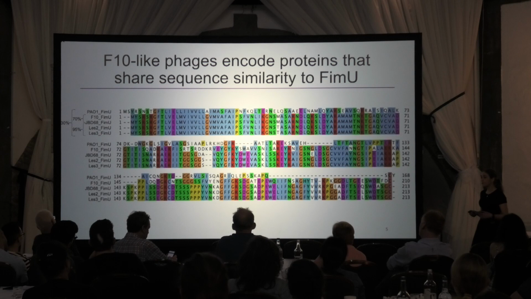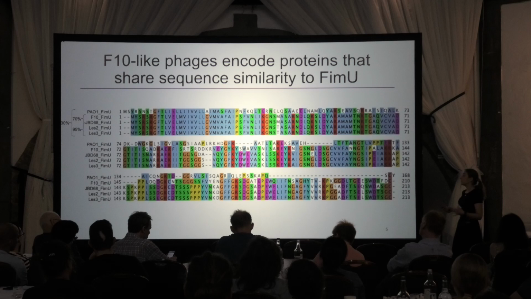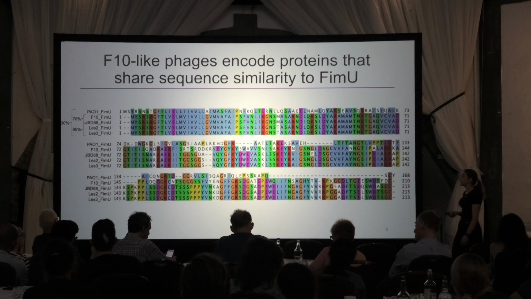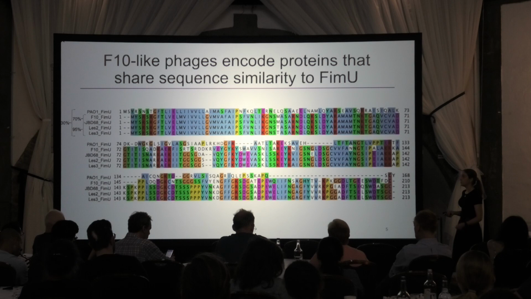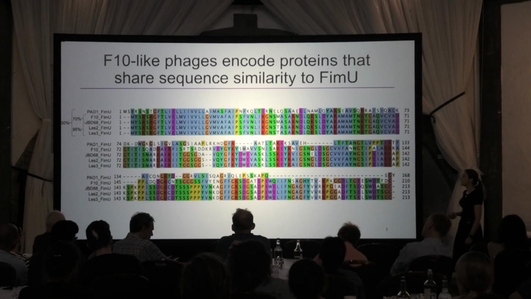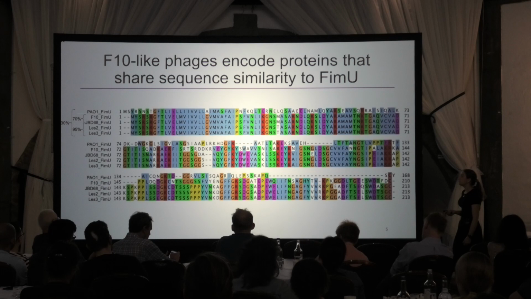Now, I'll get to what FimU is in a second, but here I'm just showing you the multiple sequence alignment of the bacterial PAO1 FimU, so PAO1 is just a lab strain of Pseudomonas aeruginosa, as well as 4 what I refer to as phage FimU-like proteins. And these are from the F10-like phages: F10, JBD68, LES2, and LES3. So overall, they share about 30% amino acid sequence identity, with the phage FimUs being more similar to each other, ranging from about 70 to 95% identical.